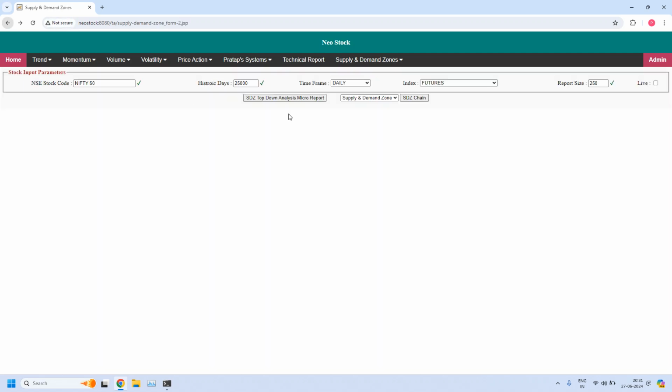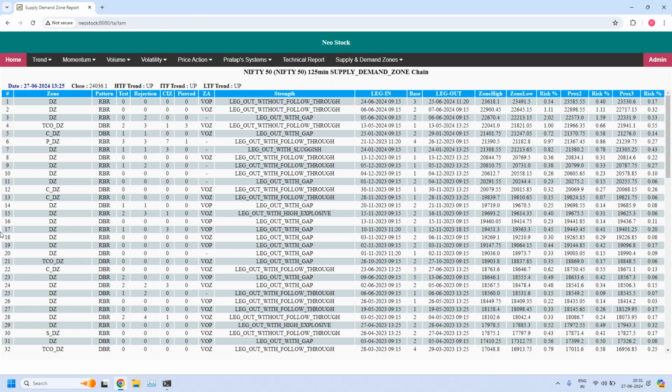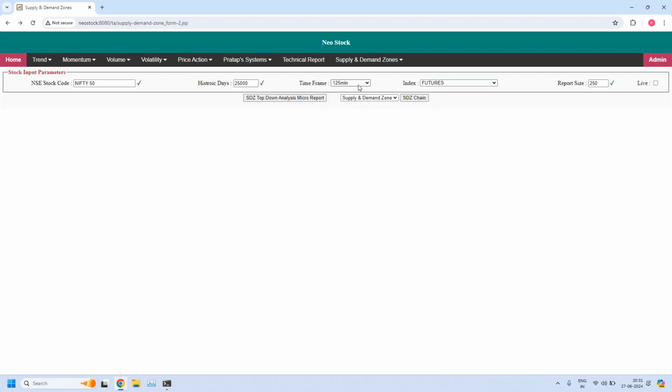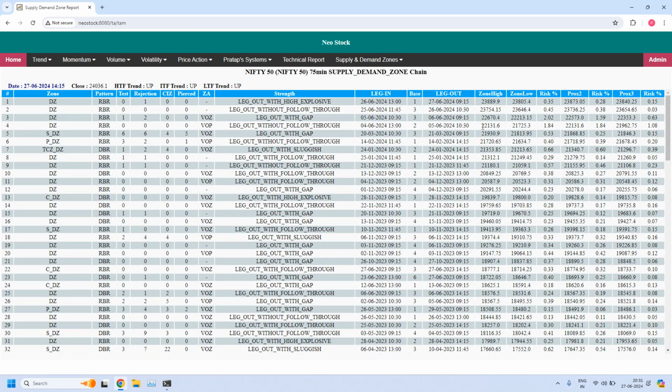Okay. Next time frame, I am changing the time frame to 125 minutes. I am generating 125 minutes supply demand zone chain. Next time frame, changing to 75 minutes time frame, generating 75 minutes chain. And a 75 minutes zone is created today. This is a normal demand zone only. But there is a rejection from this zone.